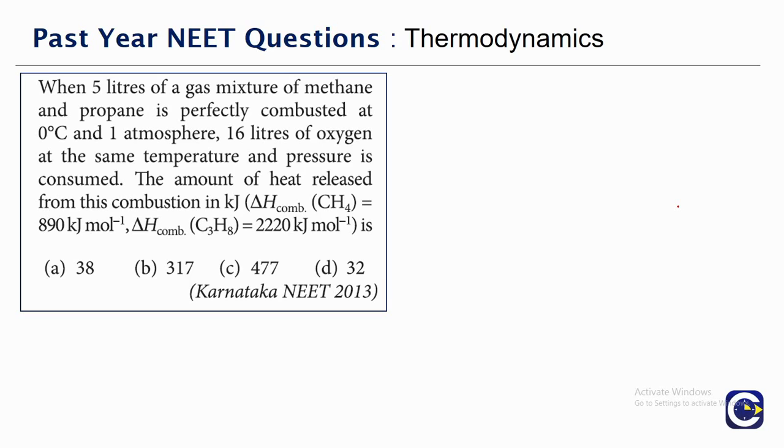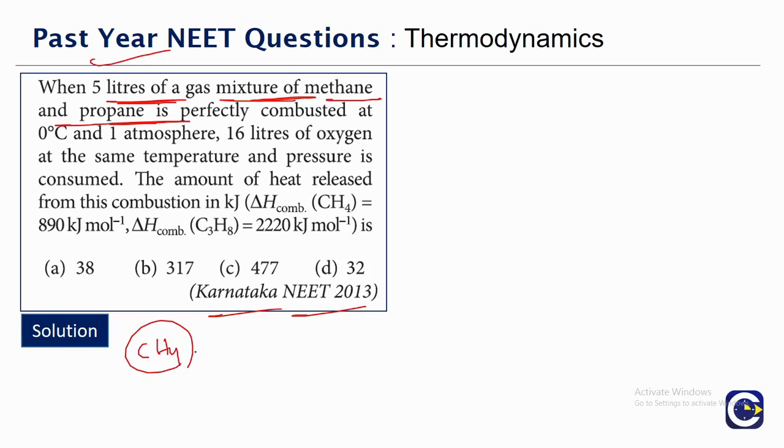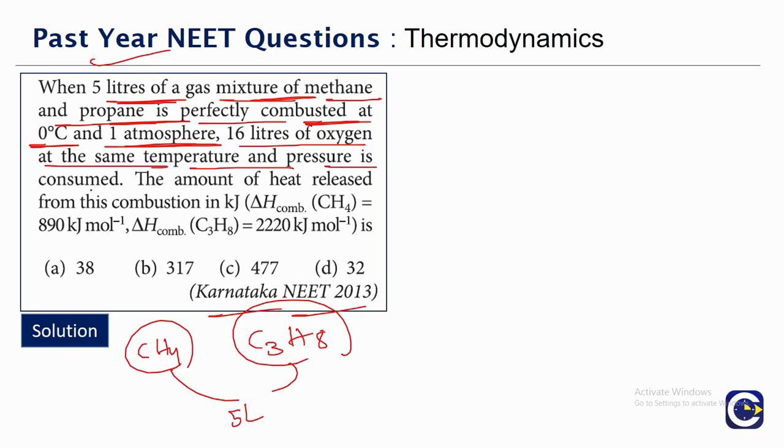அடுத்த question பார்க்கலாம். What is the next one? This is a question that has come in the NEET paper 2013 Karnataka paper. When 5 liters of a gas mixture of methane, CH4, and propane, C3H8, is perfectly combusted at 0 degrees Celsius temperature and 1 atmosphere pressure, 16 liters of oxygen at the same temperature and pressure is consumed.